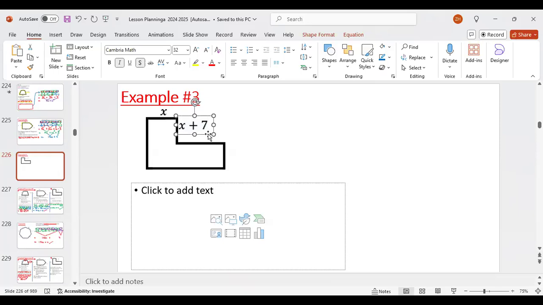So this side we're going to say is X plus 7. And then this side, let's call this one 3X. And then we're going to call this one on this side X. Then we're going to call this one on this side X minus 2.